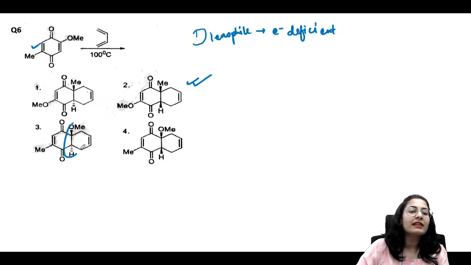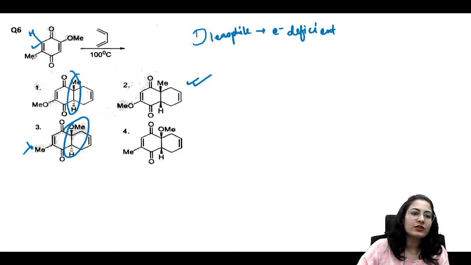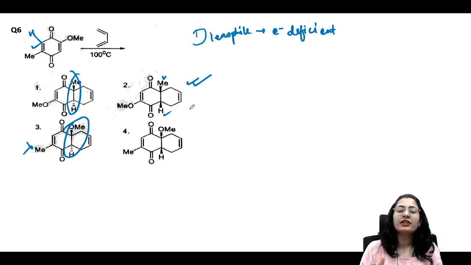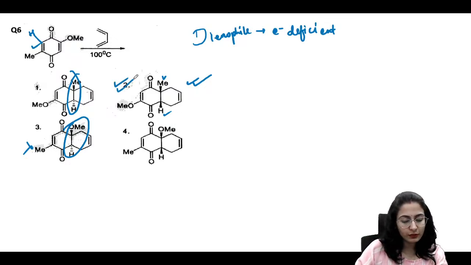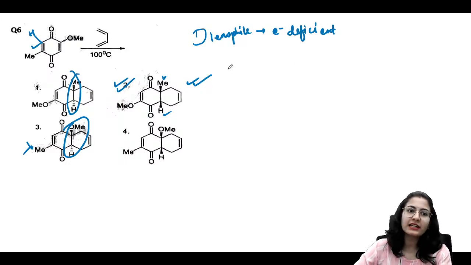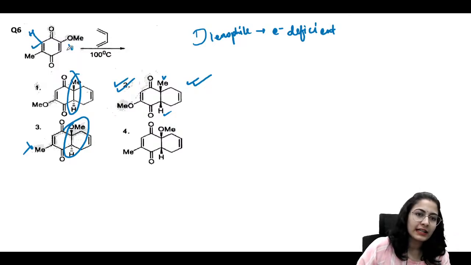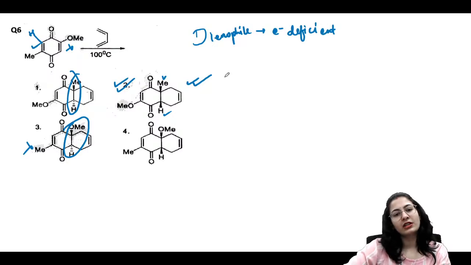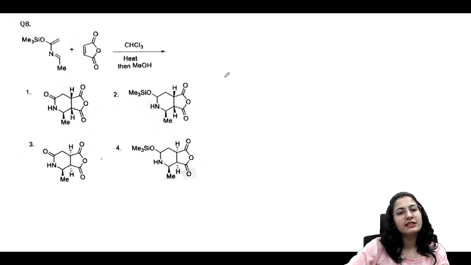It cannot be trans. How can it be trans? 3 is wrong. This is also wrong. बिल्कुल trans नहीं हो सकता. Both the hydrogen and the methyl are on the same side. So that's why they will still remain on the same side. Cycloaddition is stereospecific. तो इसका आंसर होगा 2. Yes, dienophile should be electron deficient. That is why it is attacking from the more electron deficient side, not the electron rich side. That easy question. चलो बहुत easy था ये. आगे चलते हैं.